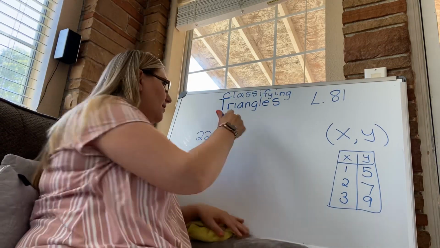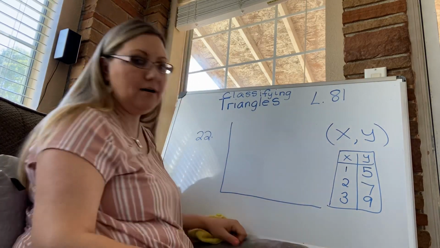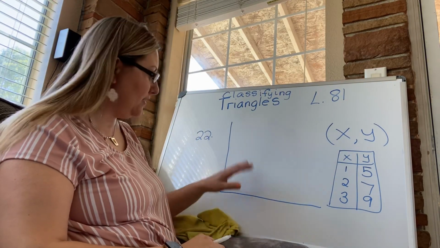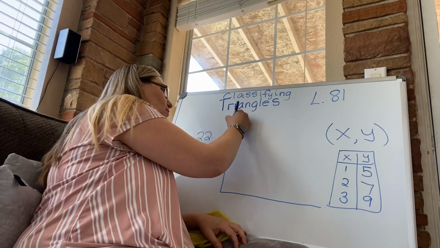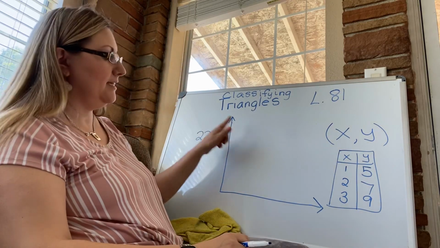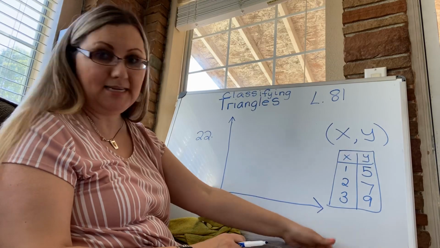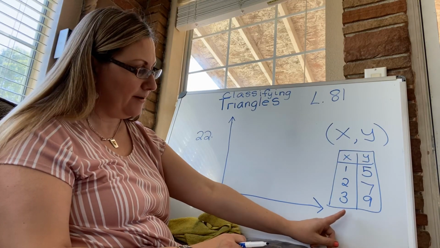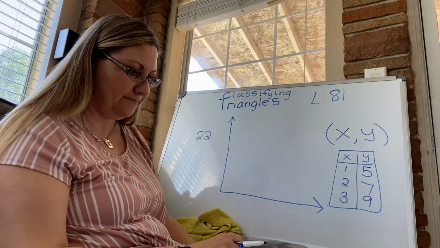So let's just draw our own graph here, a coordinate plane. This area is our coordinate plane. We will have our arrows to indicate that these lines go on forever. This pattern would continue. If we continued the pattern of 5, we'd have 11, and so on.